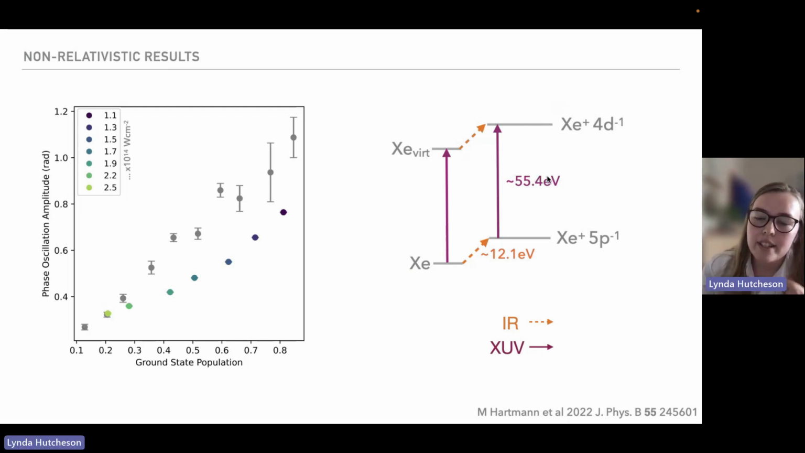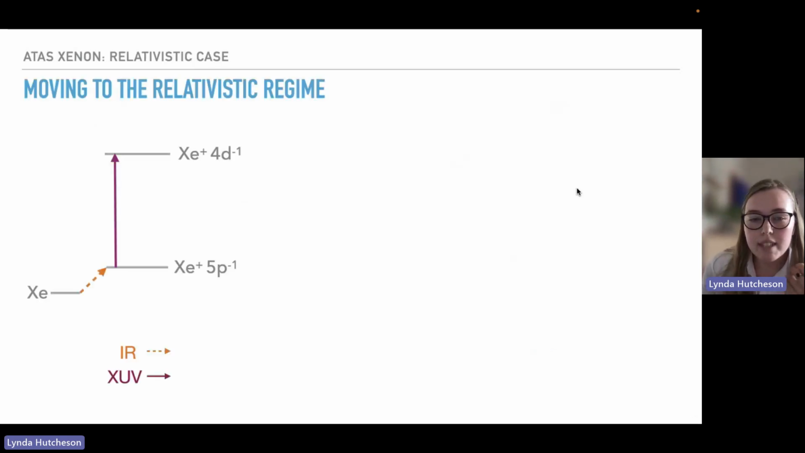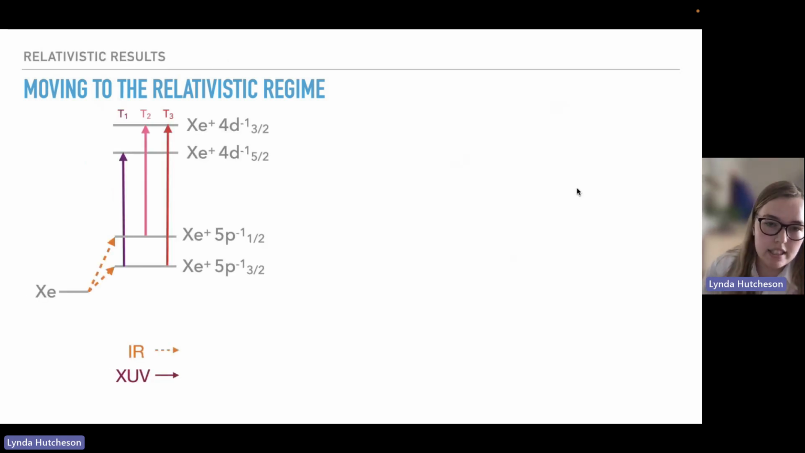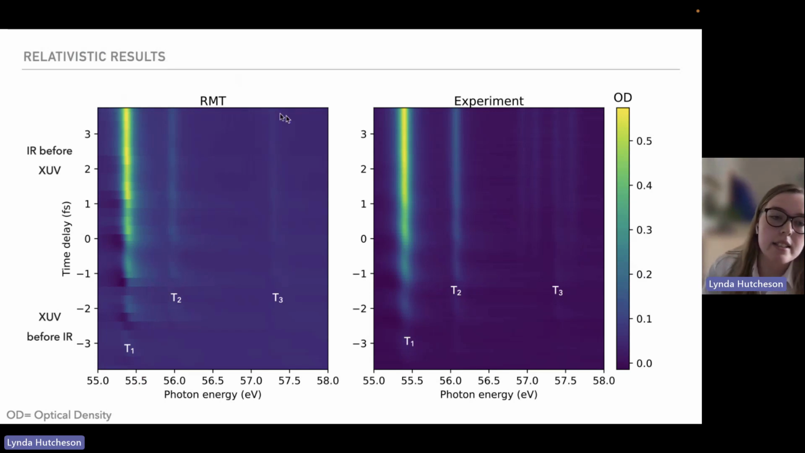Since we published this paper, we've been working really hard on getting some relativistic input data for RMT. So this time rather than having one transition, we include the spin orbit split states, and we get 3 transitions to look at. So we do the calculations, and for a full time delay scan, we get something like this. So rather than the 1 peak we saw before, this time we get 3, T1, T2, and T3. And the same in the experiment.